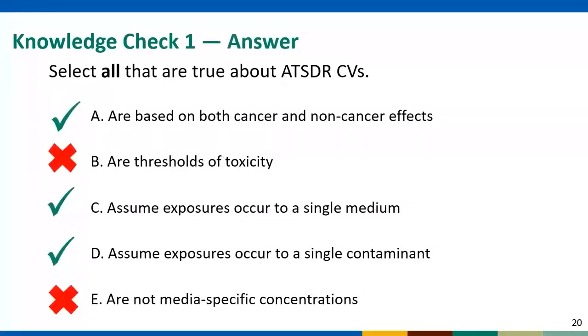So, how did you do? As shown with the green check marks, those who selected A, C, and D had the correct answers. Good job. Our CVs are based on cancer and non-cancer effects. They do assume exposure occurs to a single medium, and they do assume exposure occurs to a single contaminant. As shown by the red X's, B and E are not the correct answers. Note that CVs are not thresholds of toxicity. Again, we don't use them to determine whether there will be adverse health effects at a site. Answer E is not correct because CVs are media-specific concentrations.